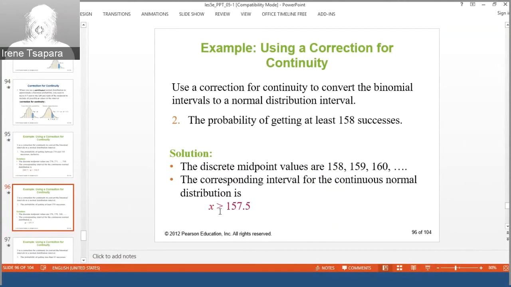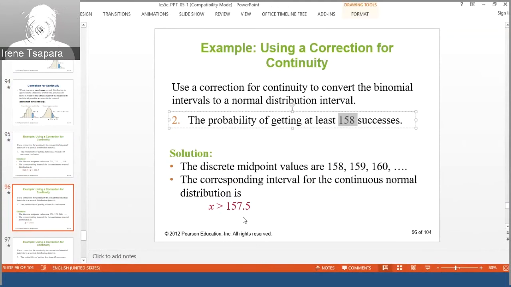In the case that you want at least this many successes, then this means that your interval starts from somewhere and goes to the maximum number of trials. So your left border is the one that needs to be expanded by 0.5. You have to subtract 0.5 from 158 in this case.